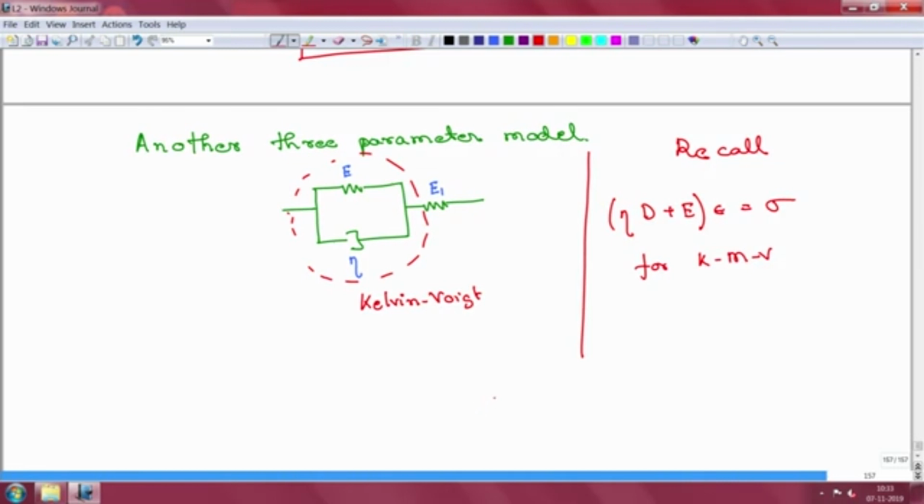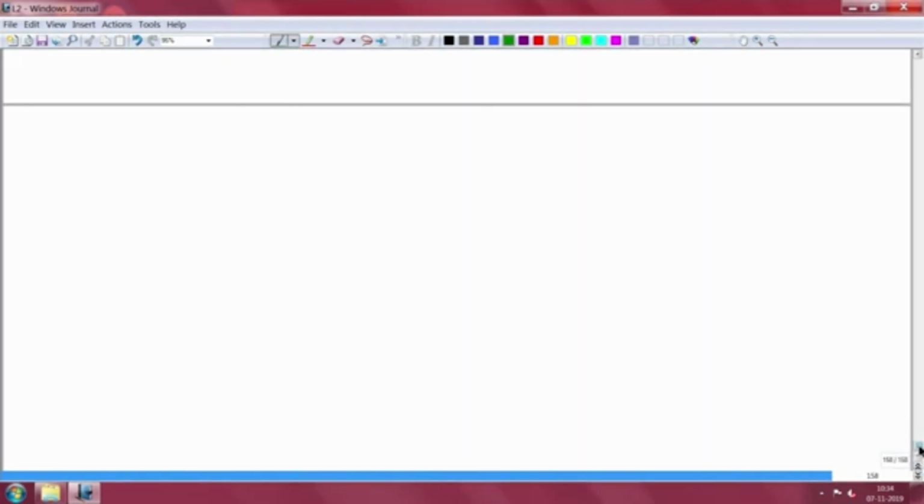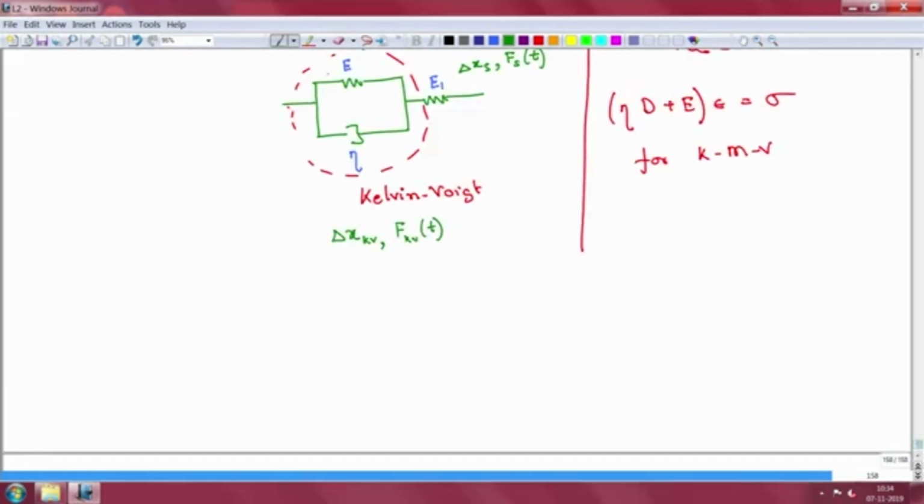So now let us analyze this in the system such that the displacement that is seen by the first body is going to be delta x kV, and the force it experiences is F kV, a function of time. The spring on the other hand is going to see an extension of delta x s and a force of Fs. I am going to treat this entire thing here as one system.